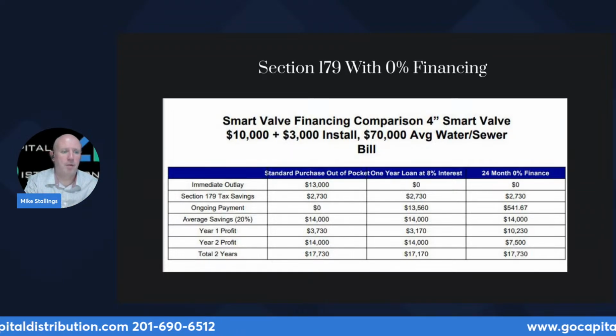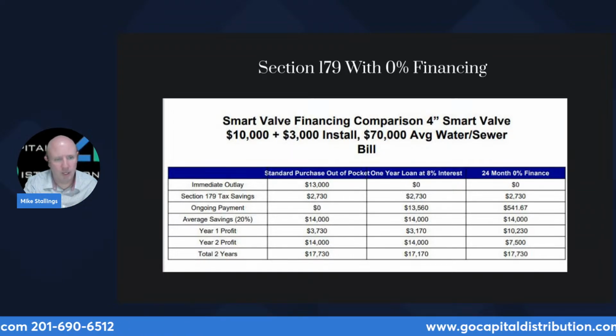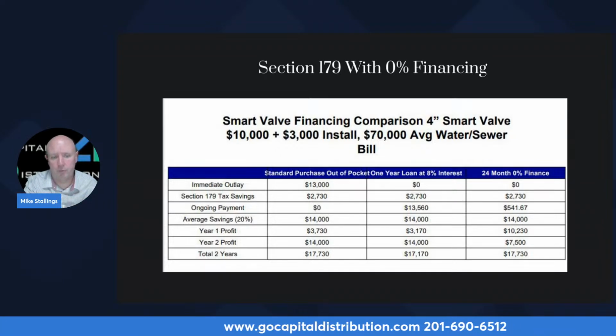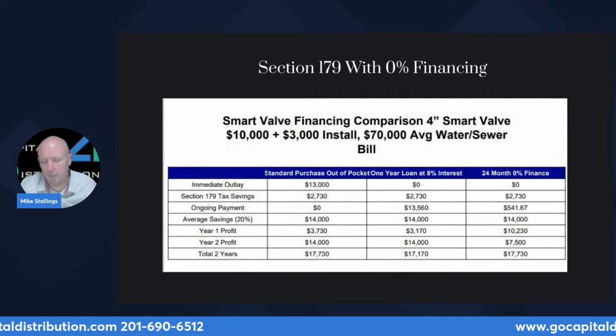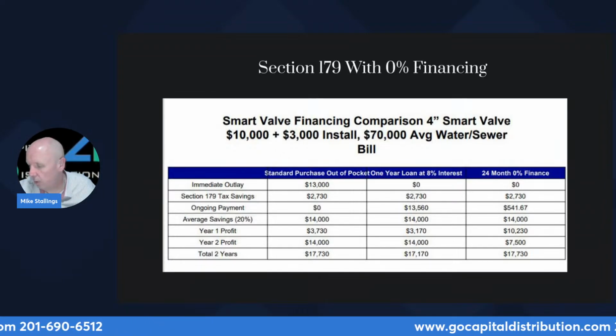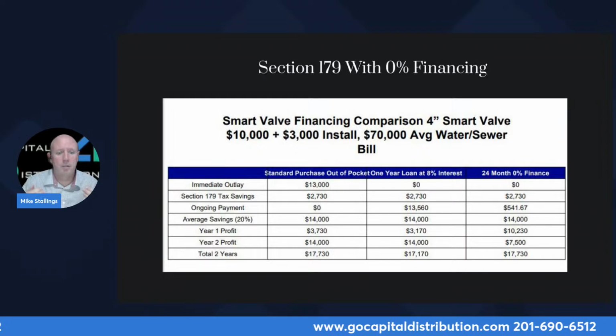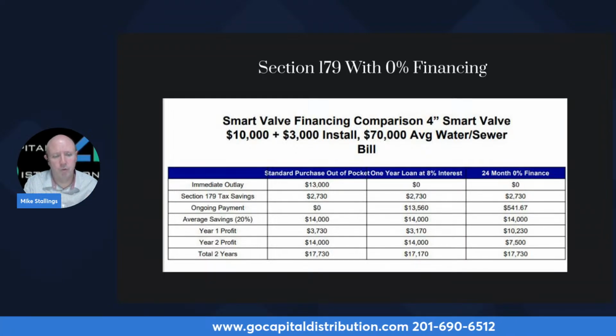If you pay for it up front, you're not shelling out anything. You're going to save about $14,000. You're going to make about $3,700 profit year one. Year two, you're going to make $14,000 profit, which is the same. And actually, that'll be a little higher because your rates are probably going to go up a little bit. But combined over the first 2 years, you're going to save about $17,000 and change.